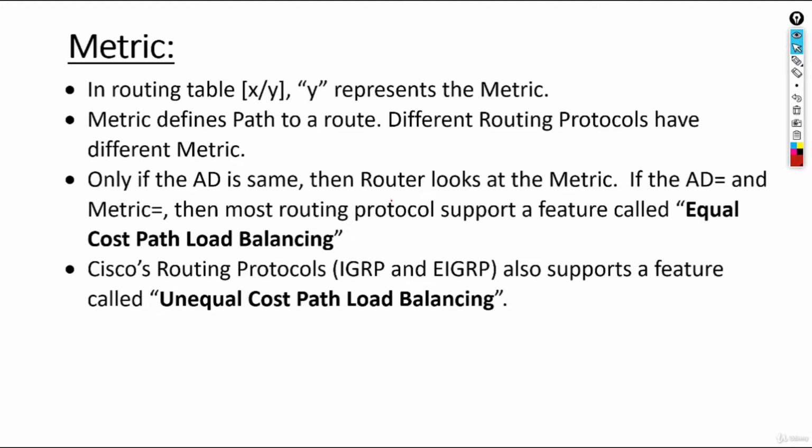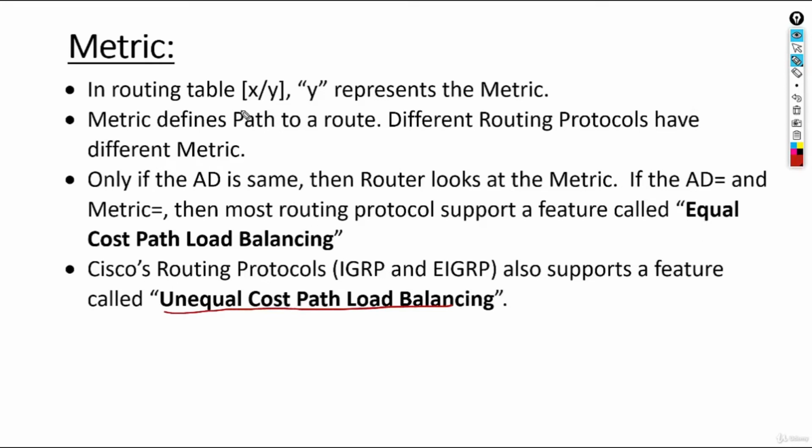If the admin distance is the same but the metric is different, and you want to do load balancing, Cisco's protocols can support it. There's a feature you'll be studying in the advanced routing courses. It's called unequal cost path load balancing.